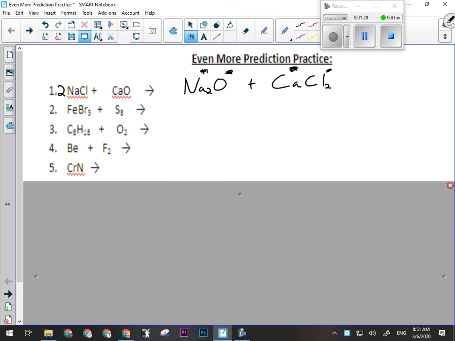Now, question number 2, I have an ionic compound, iron 3 bromide, reacting with an element, sulfur. So what kind of reaction type starts with an ionic compound reacting with an element? Single replacement. Okay, in a single replacement reaction, the pattern is that the element will replace the part of the ionic compound that it matches. Sulfur is a non-metal, so it's going to replace bromine, which is the non-metal in the ionic compound. So what that means is iron's new partner will be sulfur, and bromine will now be alone.